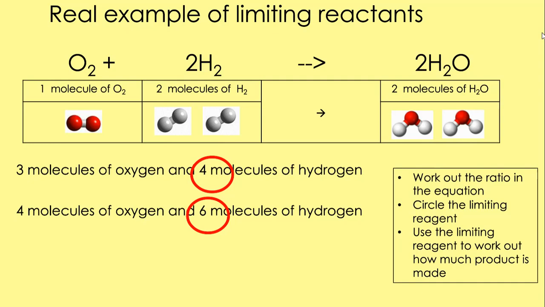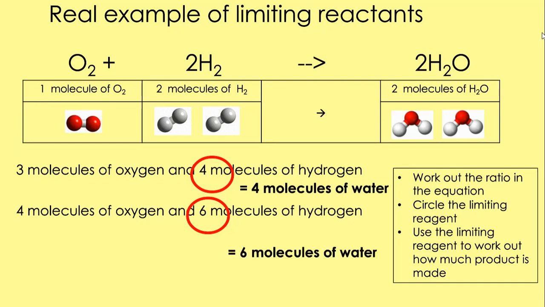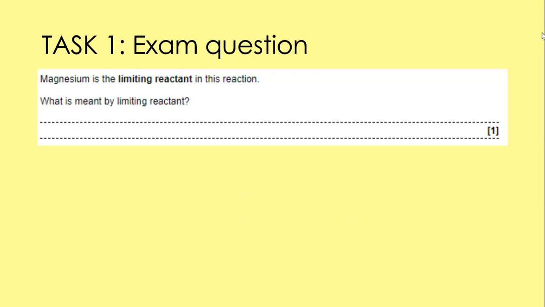And in terms of how much they make, 2 molecules of hydrogen makes 2 molecules of water. So 4 molecules of hydrogen is going to make 4 molecules of water. And 2 molecules of hydrogen makes the same number of molecules of water again. So therefore, 6 molecules of hydrogen is going to make 6 molecules of water. Okay, so there's our examples that we've gone through.